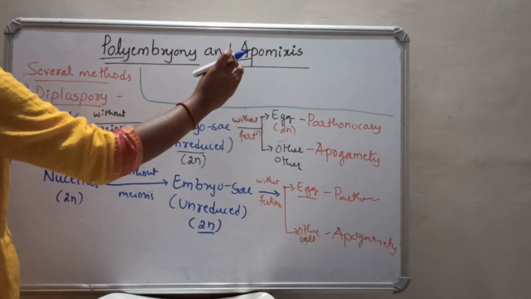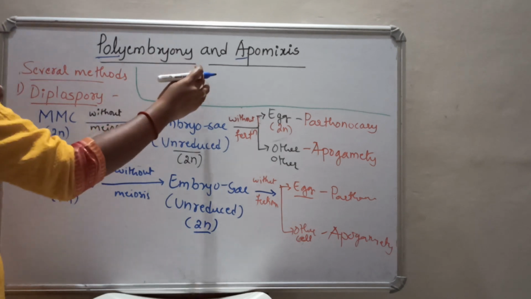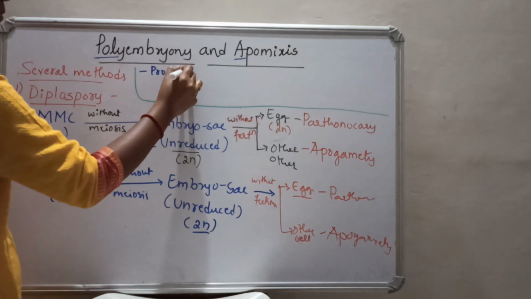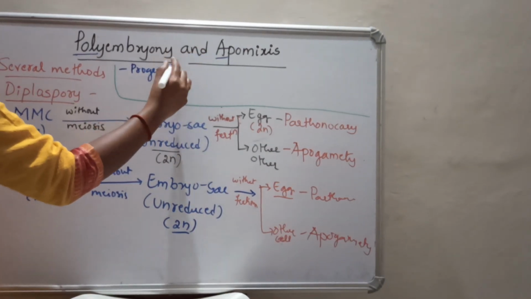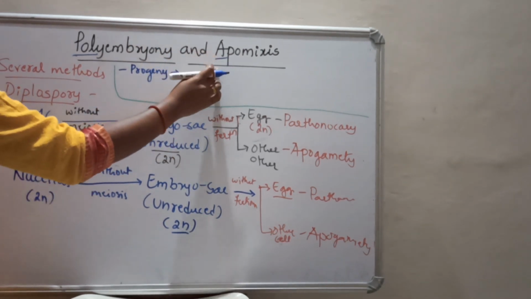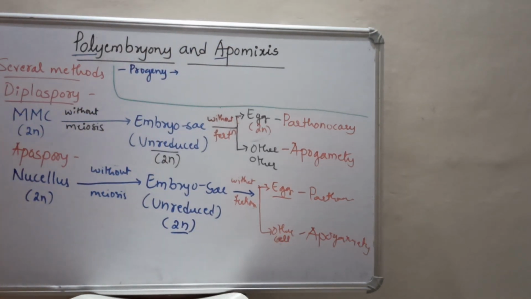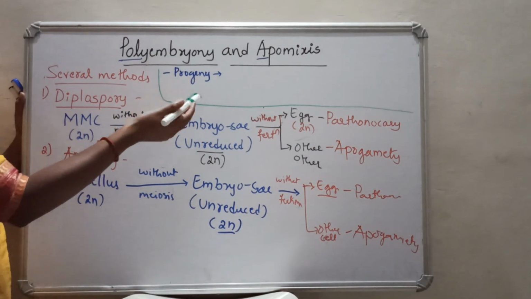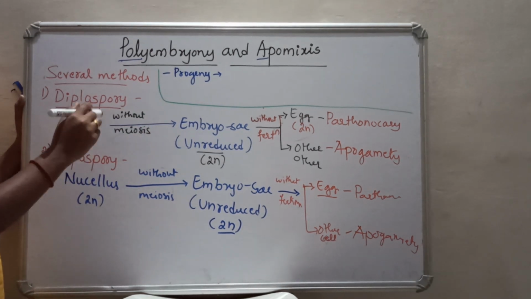What is the importance or significance of apomixis? The progenies, meaning the offspring formed with the help of apomixis, help to maintain the characteristics of the parents. These are the two special mechanisms that take place in angiosperms and some gymnosperms. Thank you.